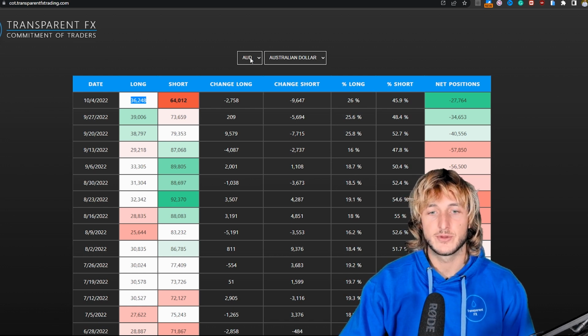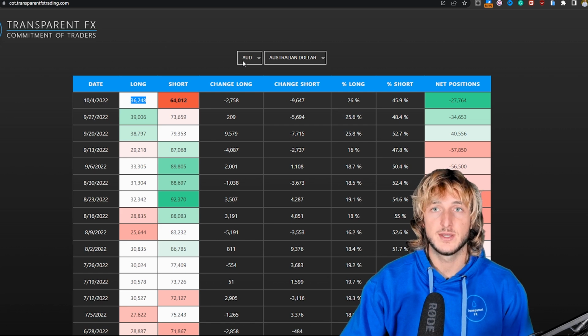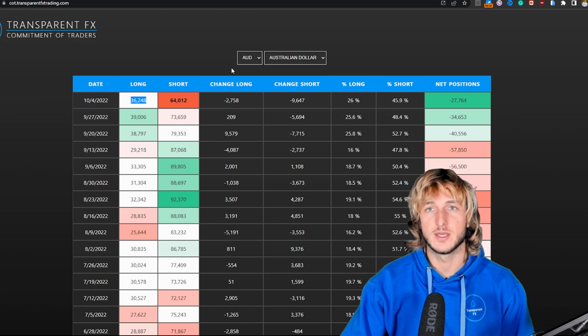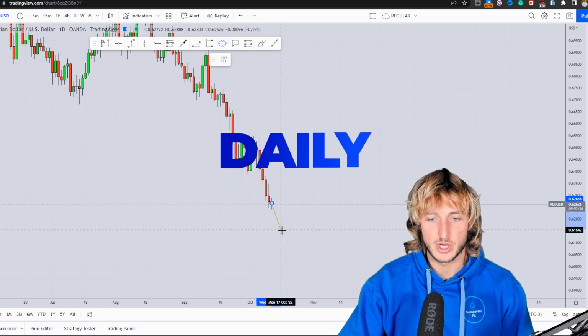Important also to point out that if you're looking at the AUD, you're actually looking at AUDUSD, because all currencies on this spot are traded against the USD. So if you're checking the data for the AUD, you are already checking AUDUSD. So how we could be approaching this potential rejection to the upside?